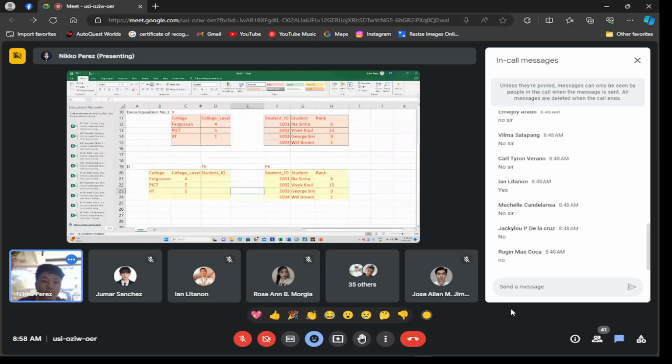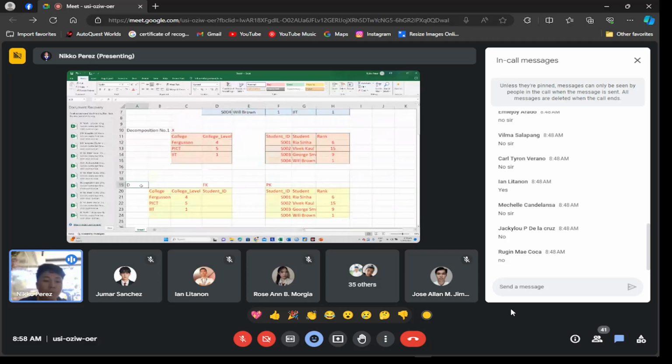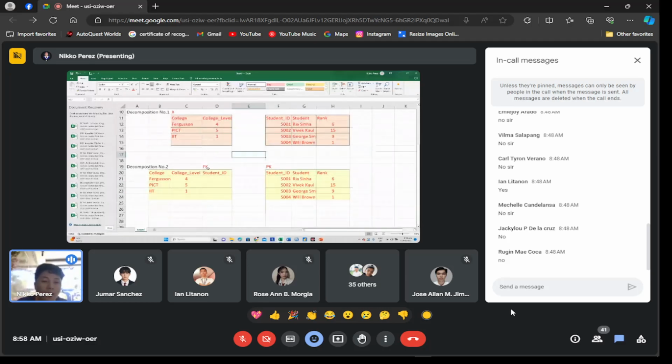All right. So try to observe here. In our previous decomposition, the decomposition number 1, the only concern here is that we did not apply the primary key and foreign key relationship. That's why we don't have an access from this table to this table and this table to the student table. So wala sila relationship. So they are entirely separated. They are not sharing the data or the attributes. Where on our second decomposition, let's then apply the primary key and the foreign key.